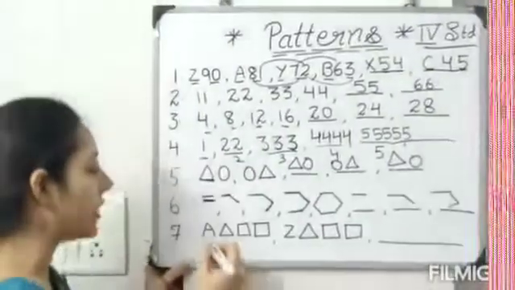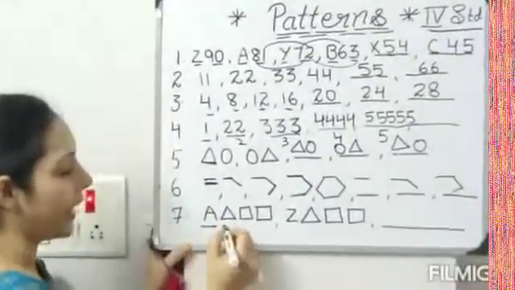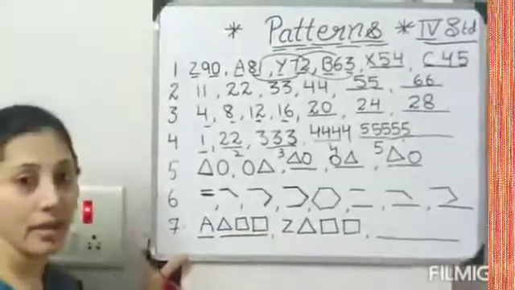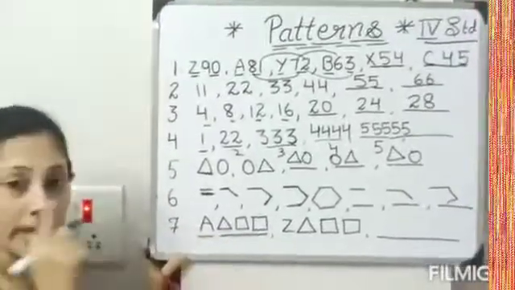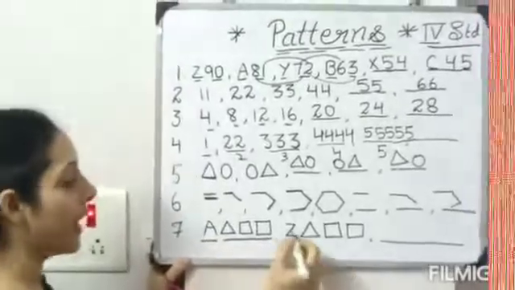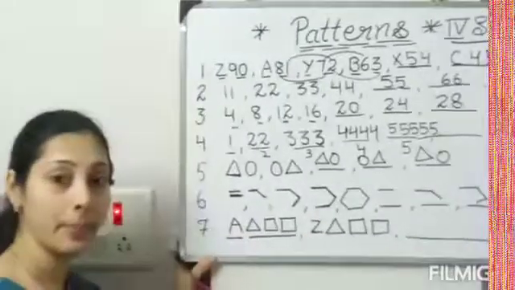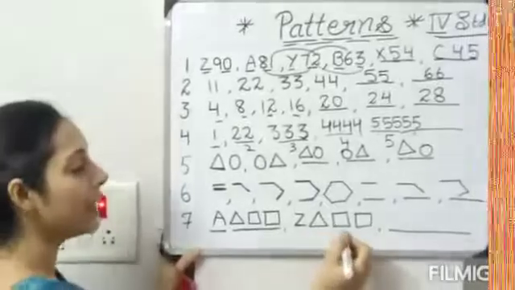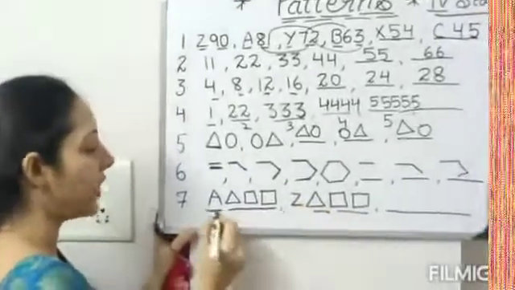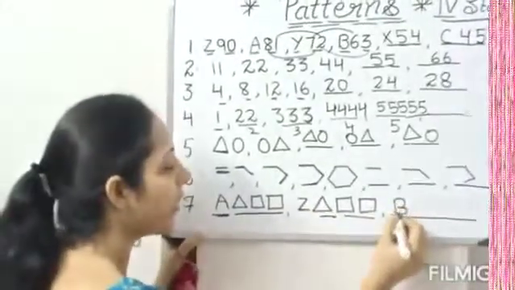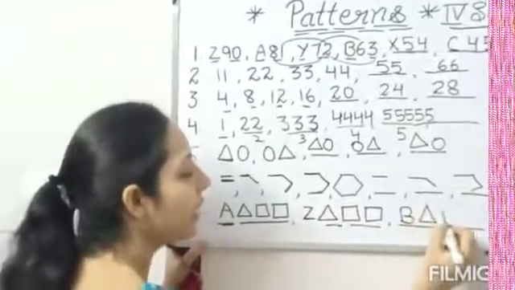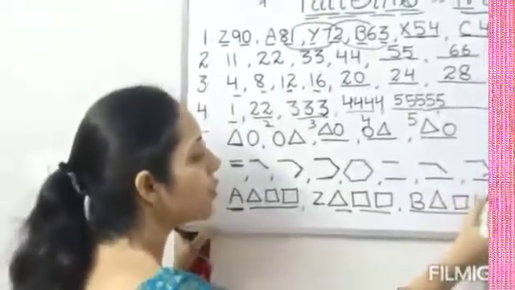Next, what we are having, see, A, 1 triangle, 2 squares. A alphabet, 1 triangle, 2 squares. And what came as your last alphabet? Z. 1 triangle, 2 squares. So after A what will come? B. Yeah, very good. B, 1 triangle and 2 squares.